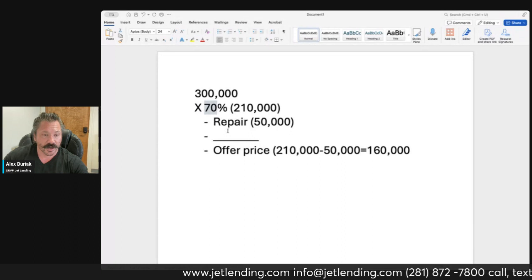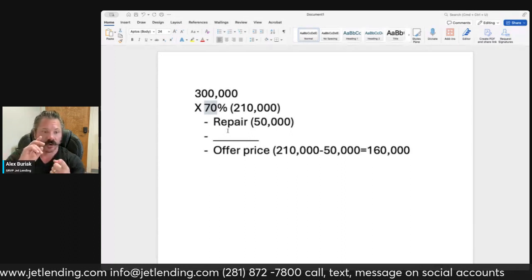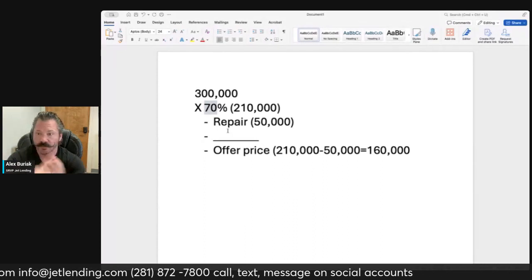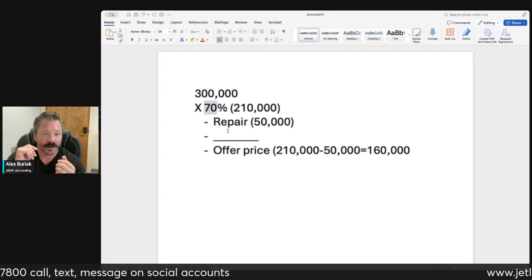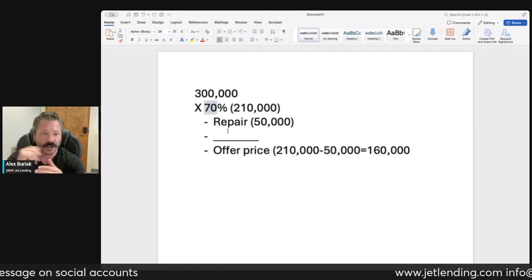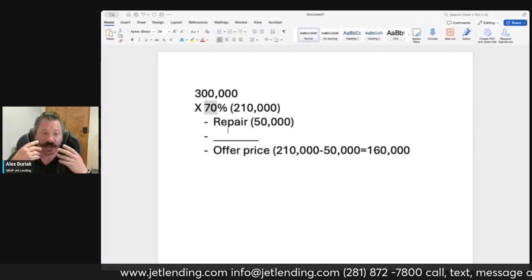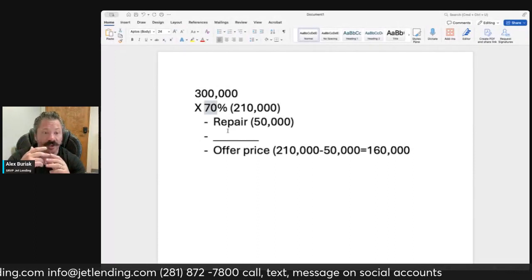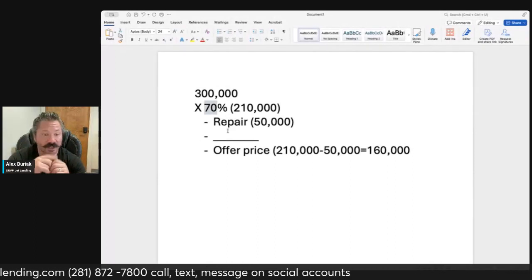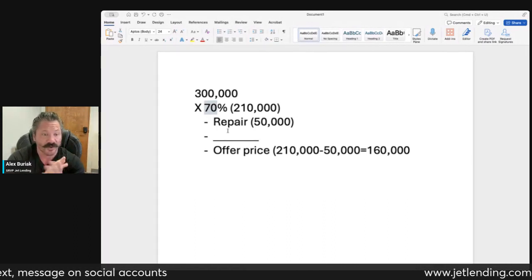The other 15% is all your other fees: your closing costs, your holding costs, paying the HOA, your lawn maintenance, what you pay while you're in the loan, which usually equates to about 15%. So yeah, you bought it at a 30% discount, but 15% of that goes into holding costs and other expenditures, which means this equation usually nets you around a 15% profit margin.